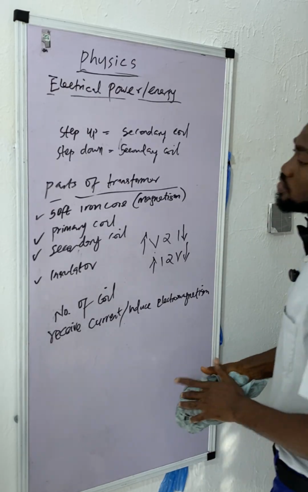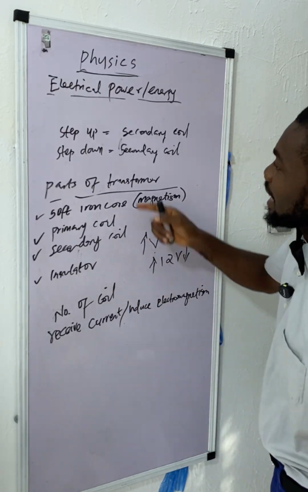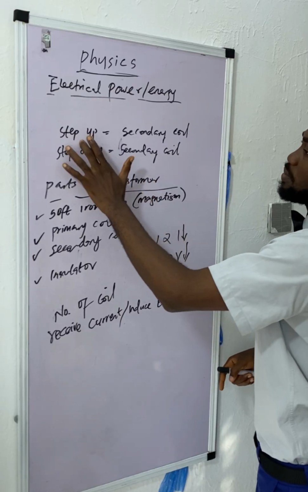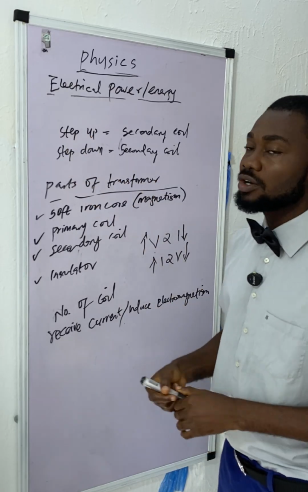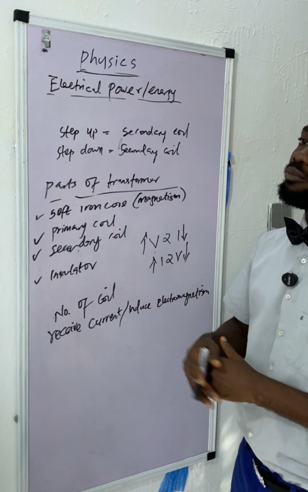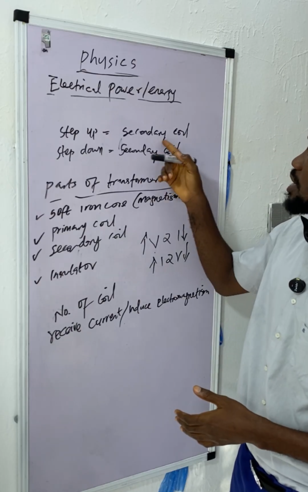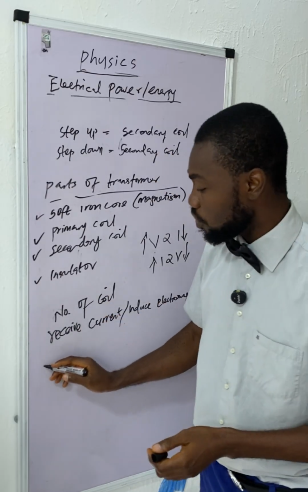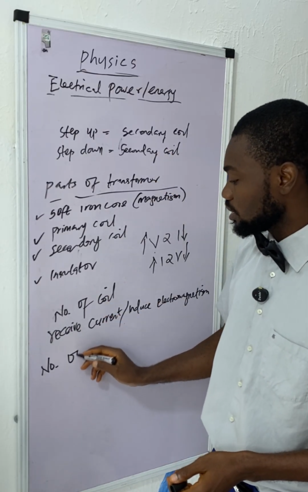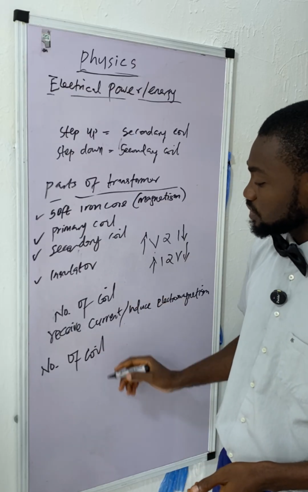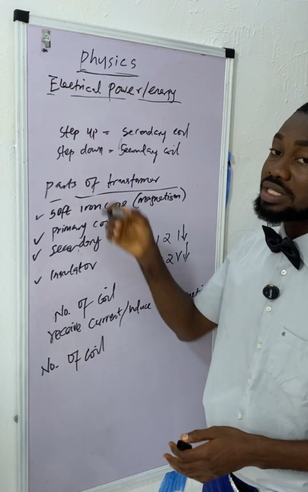So the current usually gets to the primary coil first. Then, like I said before, what makes a transformer a step up transformer or a step down transformer depends on how many coils, how many windings, you have in the secondary coil. The number of coils determines if it's going to be called a step up transformer or a step down transformer.